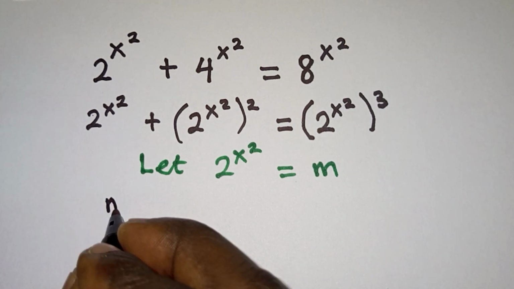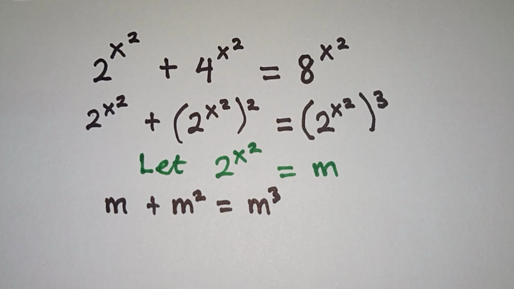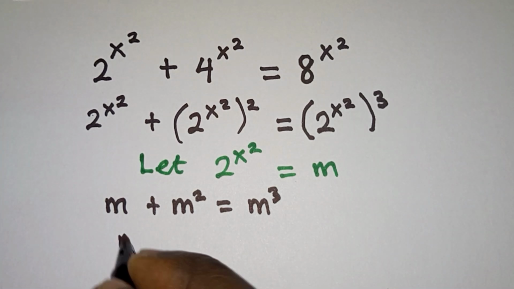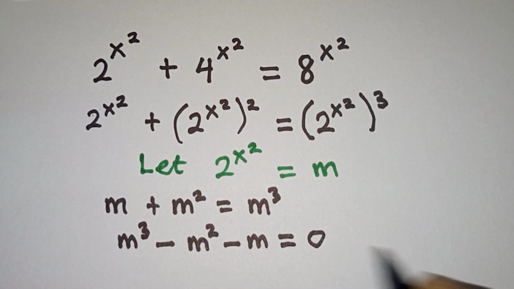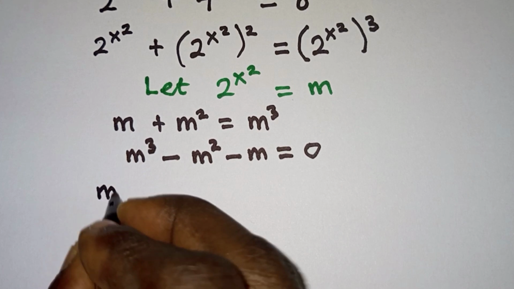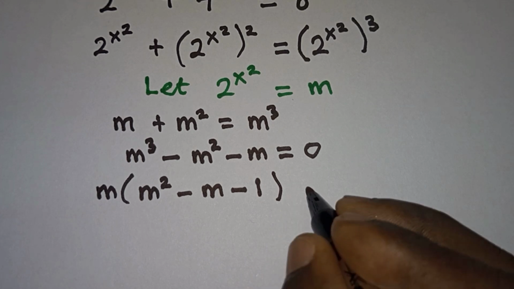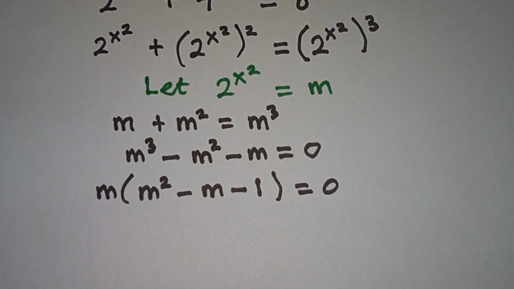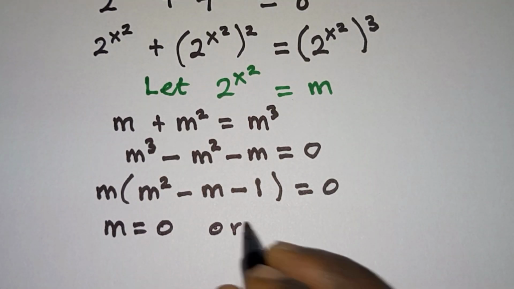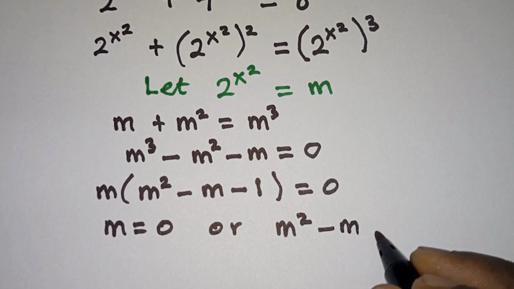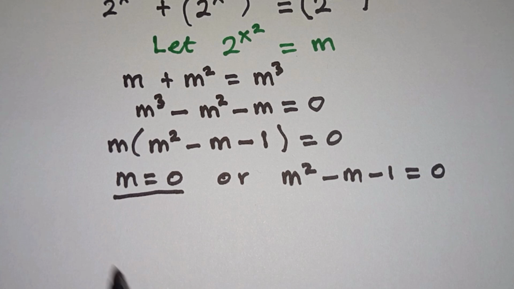So the equation now becomes m plus m to the second power is equal to m to the third power. And from here, let's equate everything to 0, right? So you see that we can factor m out. So we take m out, then we are left with m squared minus m minus 1 is equal to 0. At this point, we can say that m is equal to 0, or m squared minus m minus 1 is equal to 0.